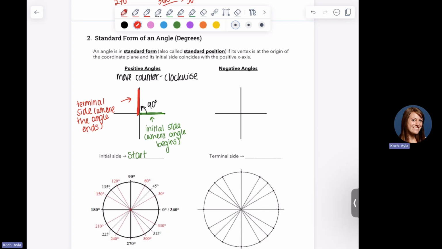On the other hand, we can have negative angles. If it's in standard form, the initial side will still be in the same place. But if we have a negative angle, let's say negative 90 degrees, we still go that same amount of turn. It's just in the opposite direction, moving clockwise. And the terminal side would be down here. The terminal side is where an angle ends.